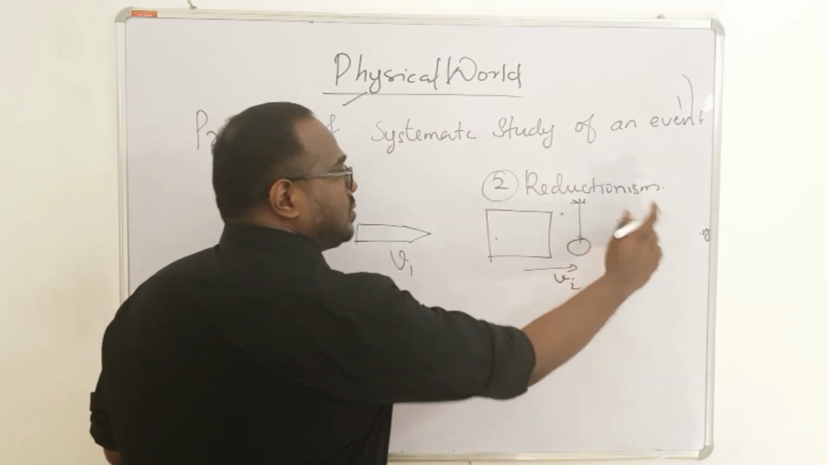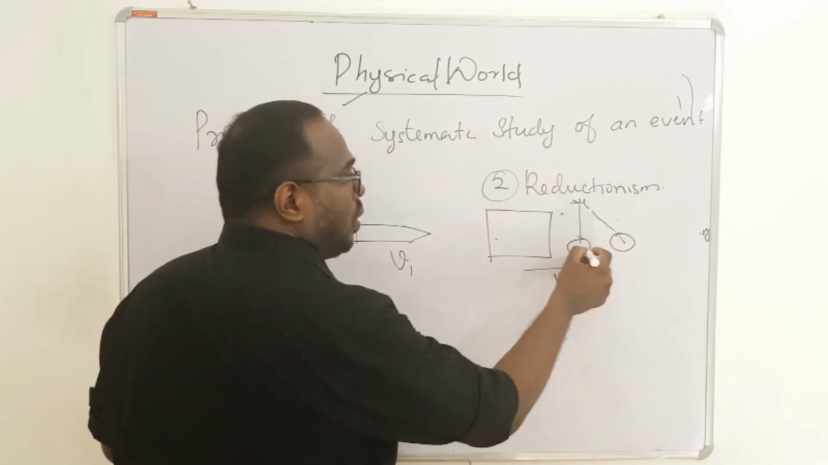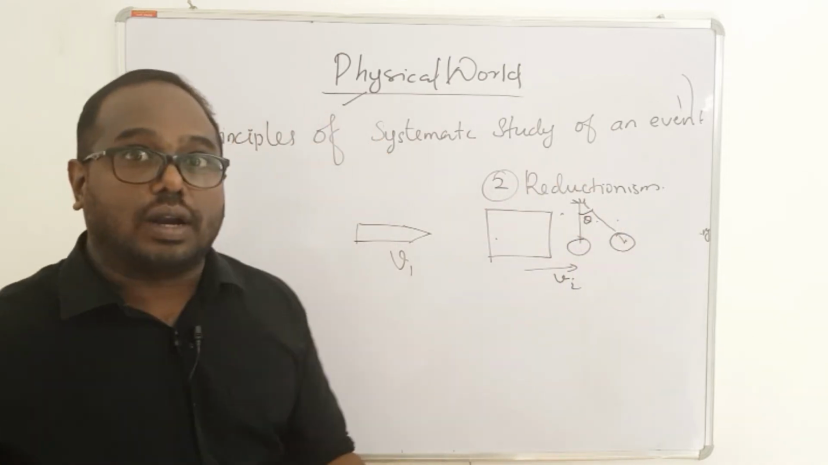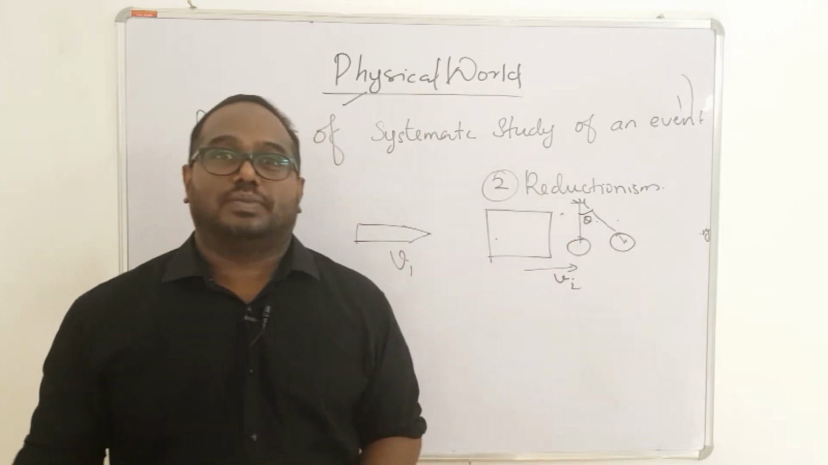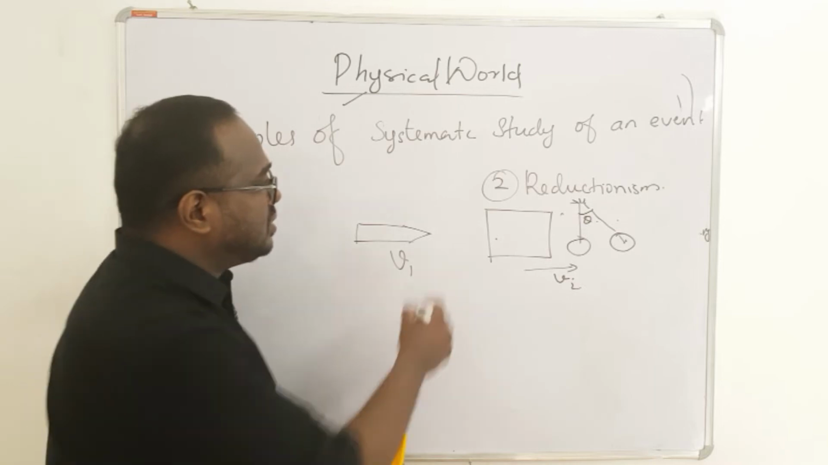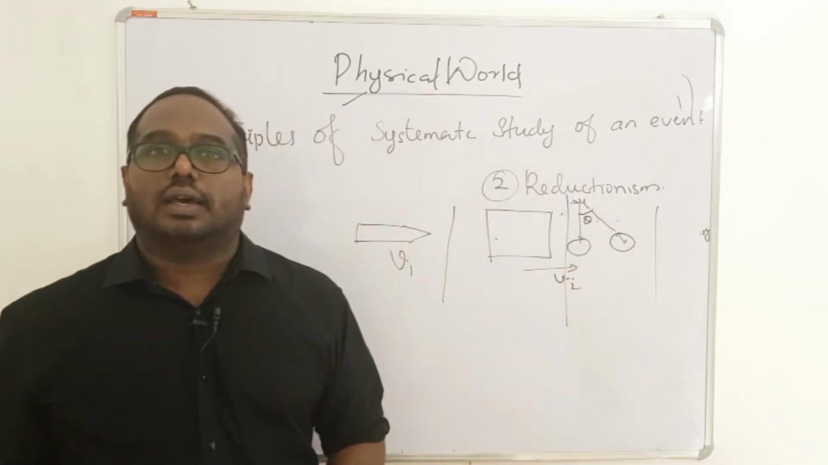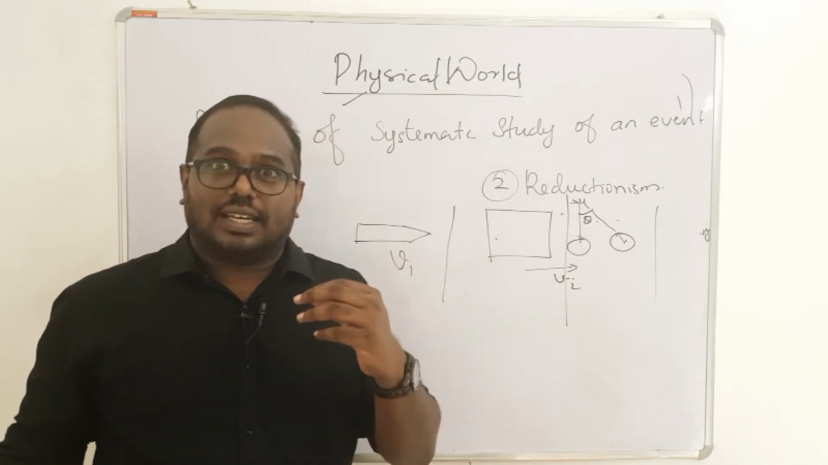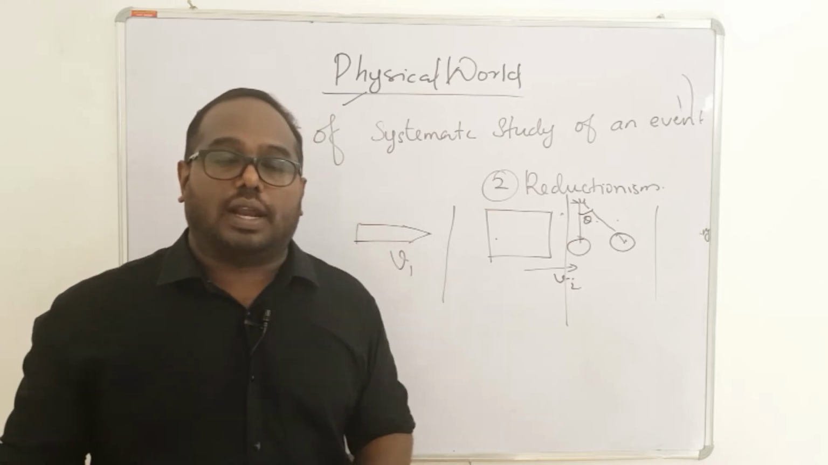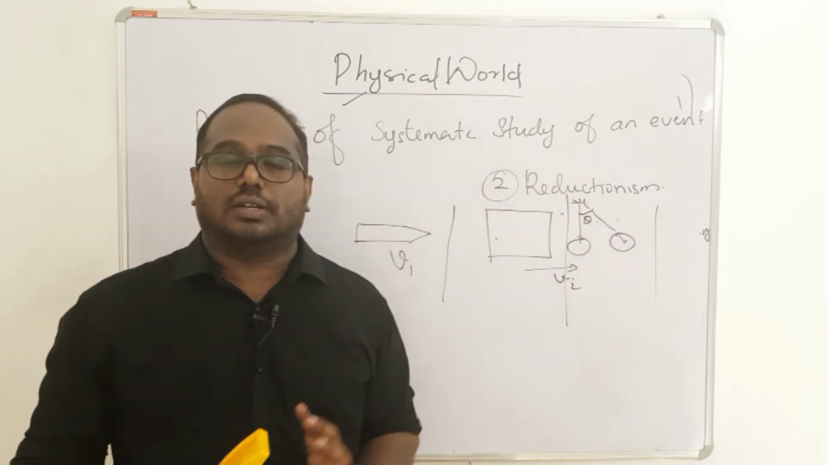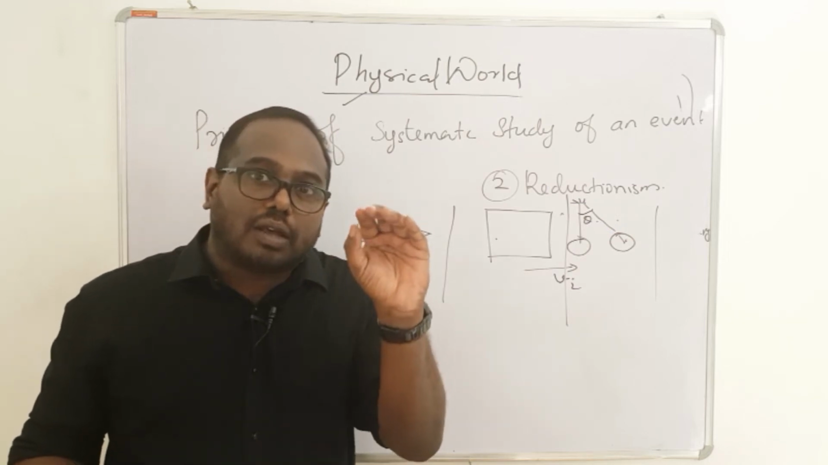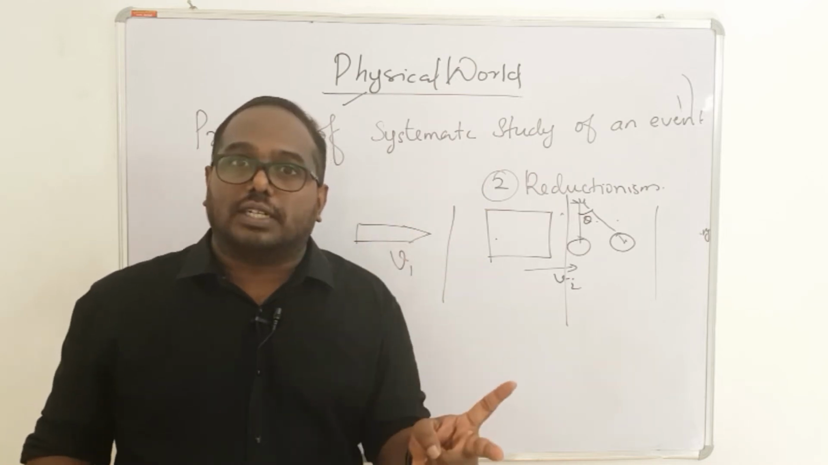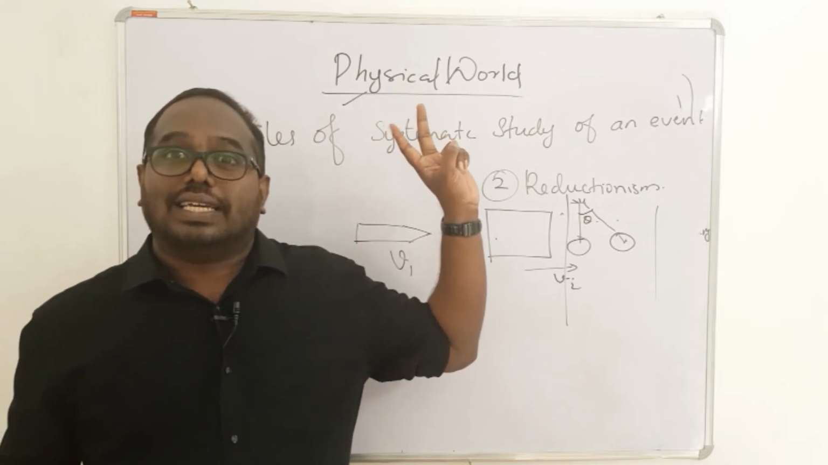What happens? This pendulum will swing. So, what is the velocity of this pendulum at theta angle? That is our study. We want to find out this value. So, what we do is we reduce this problem into small parts, and we solve each small part. We will get the solution. So, the studies are made simplified, right? Unification and reductionism. So we have studied the systematic way of studying, the steps involved in the systematic study of an event, and two basic principles, how those studies are carried out.